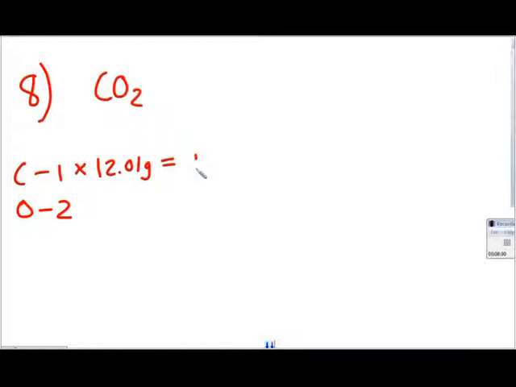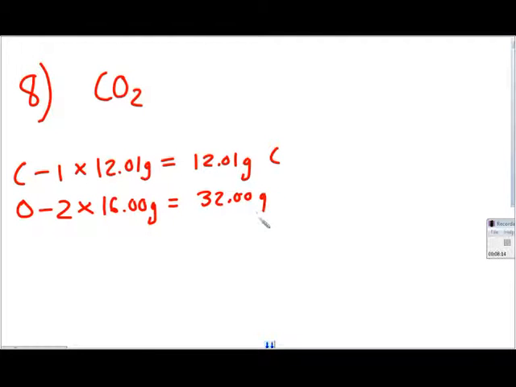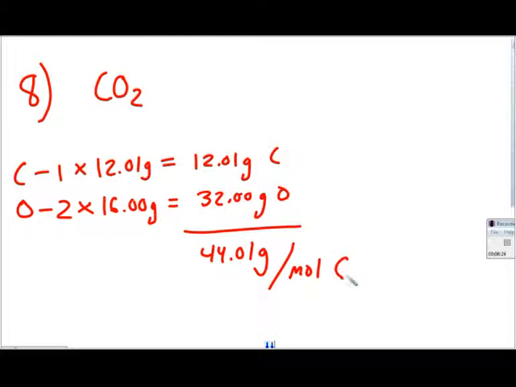I have 1 mole, so it's going to weigh 12.01 grams. I have 2 oxygens in every mole of CO2. 2 moles times 16 grams per mole tells me that my oxygens are going to weigh 32 grams. Those are my 2 parts. Add them up to figure out how much the whole substance weighs per mole. And I find out the whole thing weighs 44.01 grams.